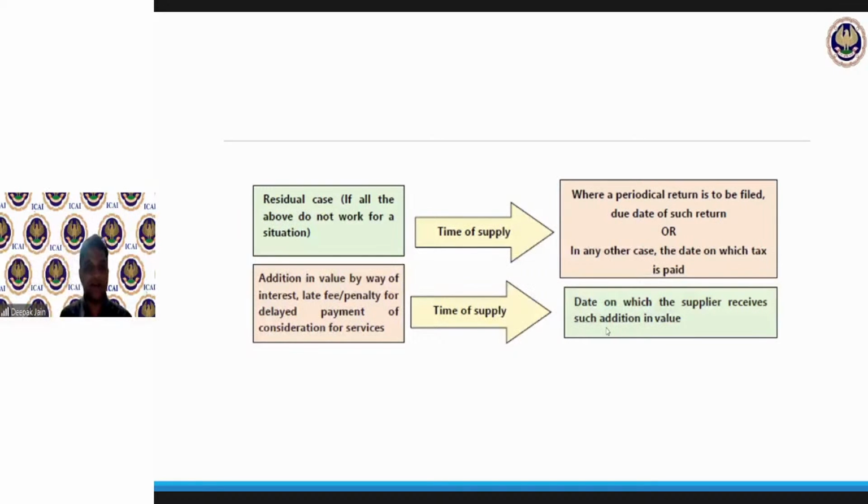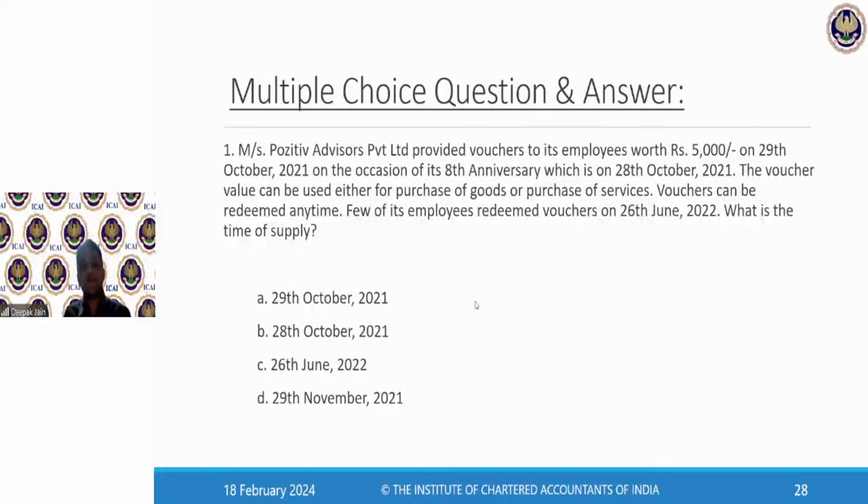Okay, let's take the MCQs now. Positive Advisors Private Limited provided vouchers to its employees worth 5,000 on 29th October 2021 on the occasion of its 8th anniversary, which is on 28th October. The voucher value can be used either for purchase of goods or purchase of services. Voucher can be redeemed anytime. Few of its employees redeemed the voucher on 26 June 2022. What is the time of supply of these vouchers?